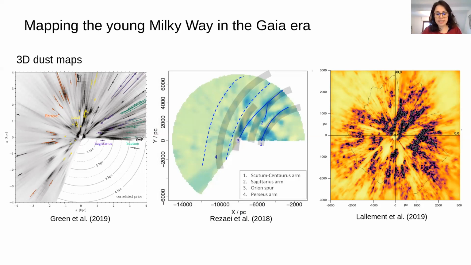The other problem is that we are just seeing a limited fraction of the Milky Way disk. We are just probing at 3 or 4 kiloparsec around the sun. And that is a problem because it's difficult to infer the global structure of the Milky Way from just observing a very small volume of the disk. So this is for the dust.